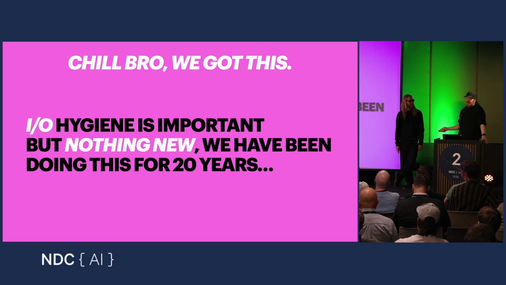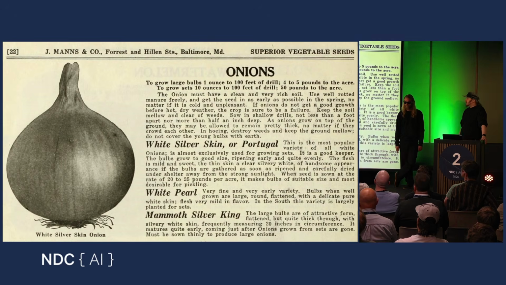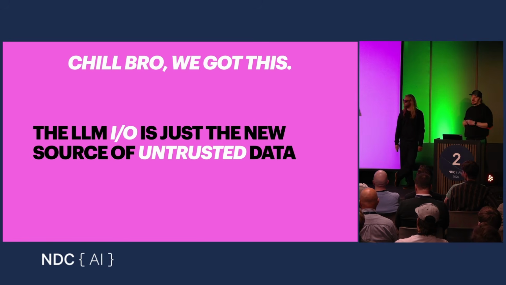And something else that you probably, if you have been around for as long as we have, you have seen: the onion analogy when it comes to security, layered defenses. And that is also what applies here. So basically what you need to do is think of the LLM within the agentic solution as just a new source of untrusted data.